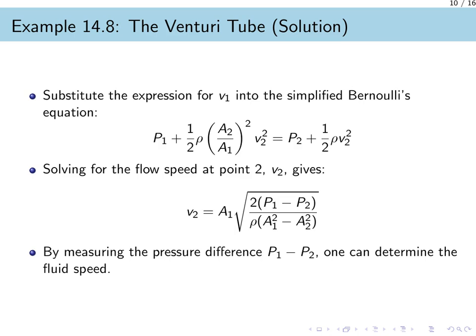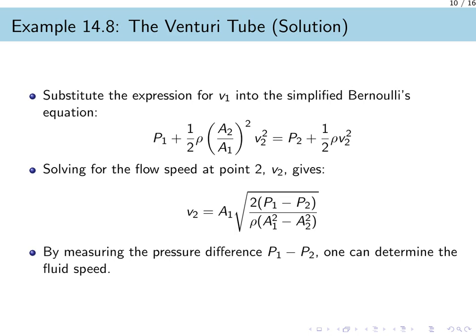Our goal here is to combine our two main equations to solve for the unknown fluid speed, V2. We start by taking the expression for V1 from the continuity equation and substituting it into the simplified Bernoulli equation for the horizontal pipe. This is a crucial step because it leaves us with an equation that has only one unknown speed, which is V2. The rest of the process is algebra.